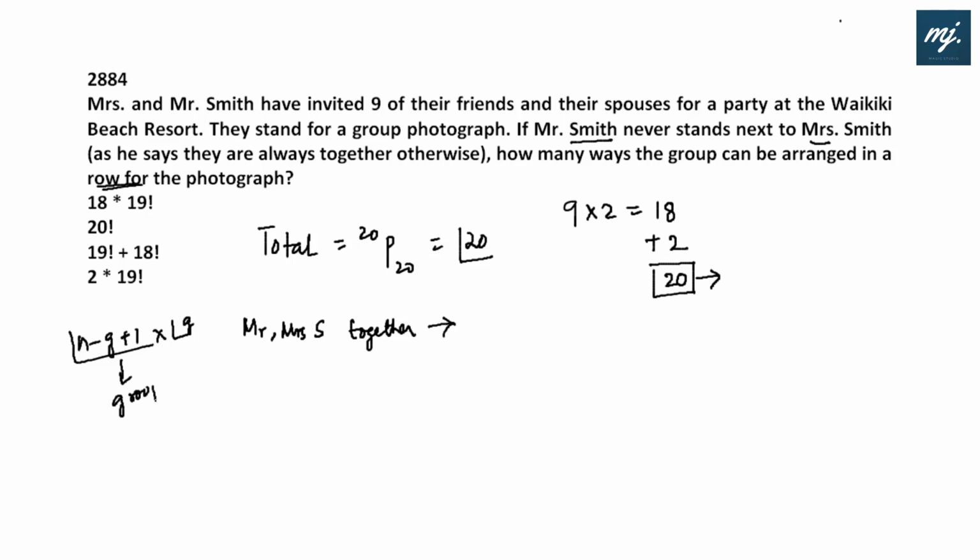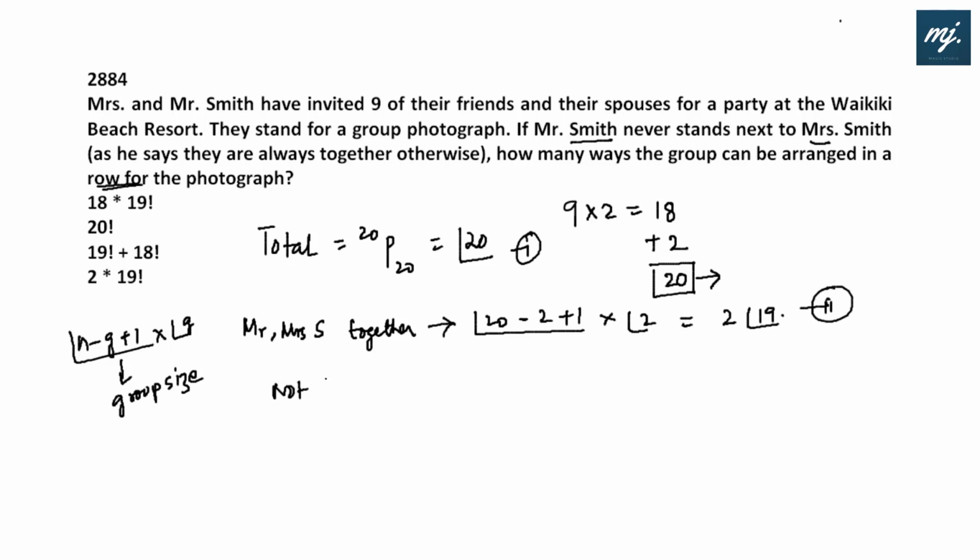Here in our question, our group size is 2 because 2 people are standing together. Correct. So that would be 20 minus 2 plus 1 into factorial 2. That is 2 into factorial 19. Now they have asked that they should not be standing together. So that means total cases minus standing together will give not standing together.